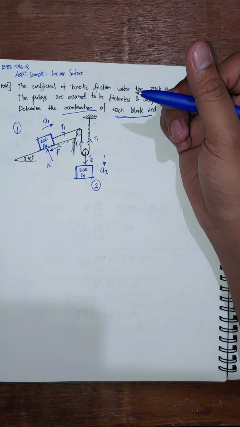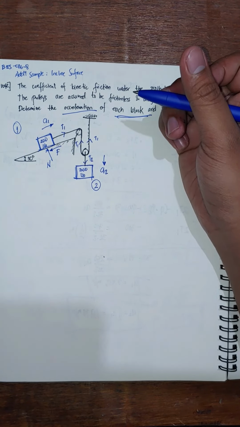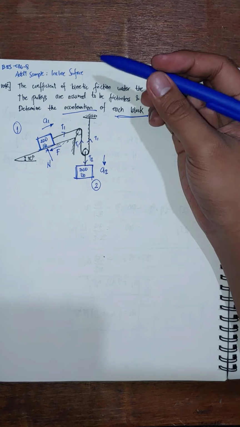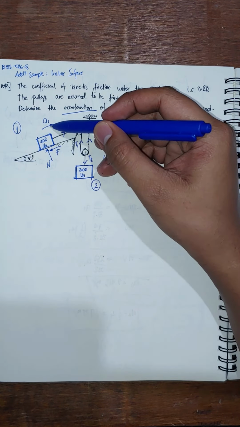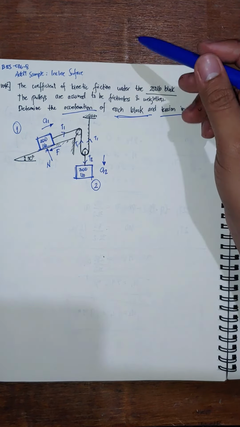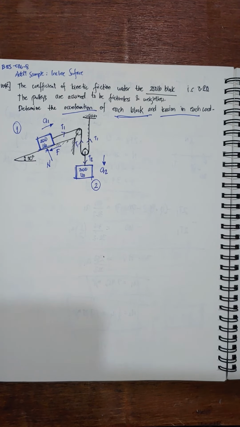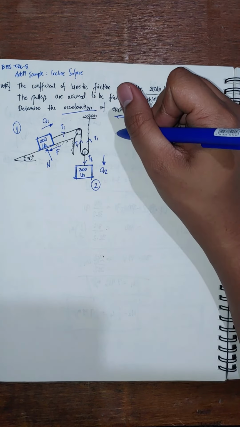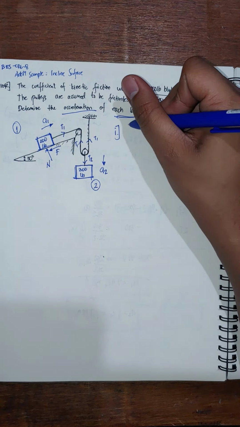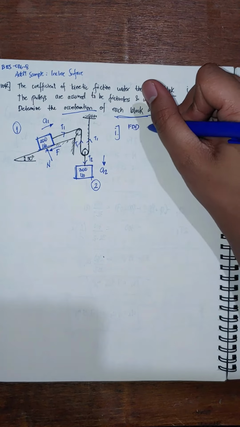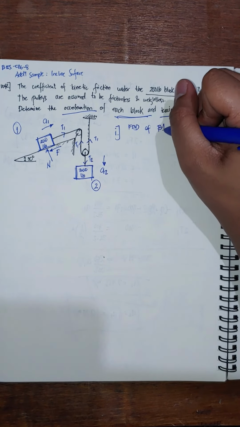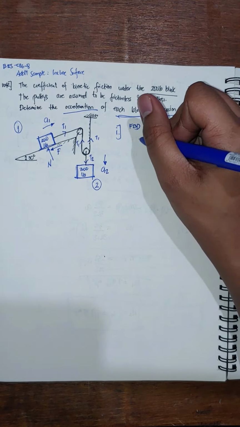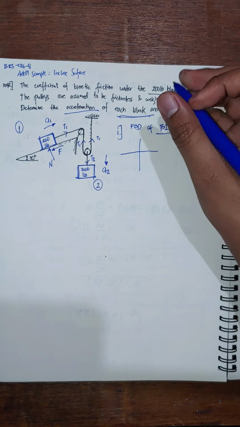So this is a dynamics problem, so acceleration is involved. In the direction of the acceleration, those forces we equate to mass times acceleration. So what do we do? Let's create an FBD of the problem. Let's first create an FBD of block 1. The FBD of this block 1 looks like this.